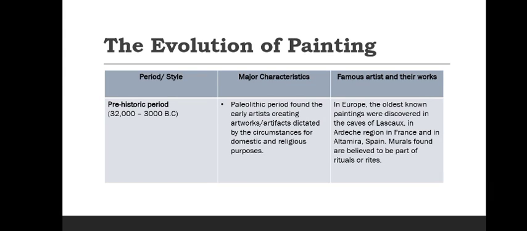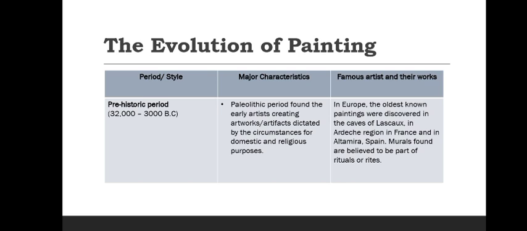Next is the evolution of painting. First, the prehistoric period. The prehistoric period took place from 32,000 to 3000 BC. The major characteristic of this period is that the Paleolithic period found early artists creating artworks or artifacts dictated by their circumstances, for domestic and religious purposes.